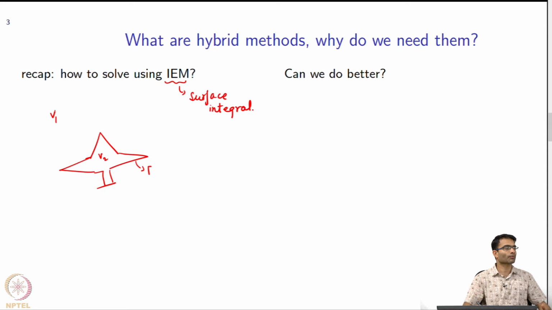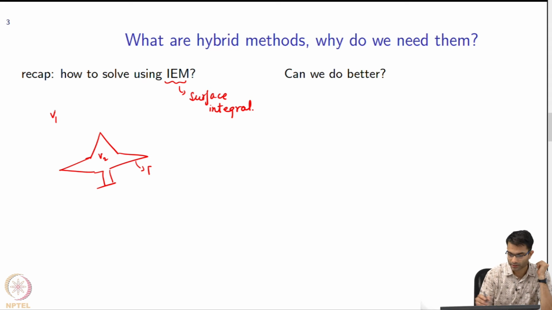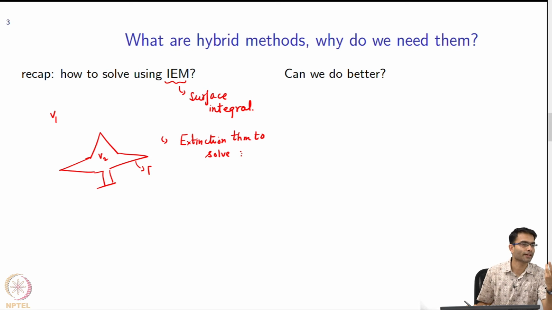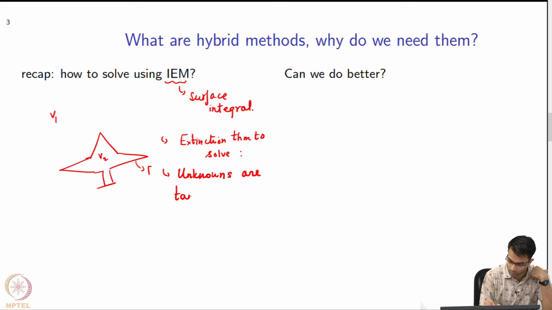So we had come up with a couple of equations. What was the name of those equations? Extinction theorem, right? So we used the extinction theorem. The extinction theorem was used to solve for the unknowns, right? What were the unknowns? Tangential fields, where? On the boundary, right? So unknowns were tangential fields.